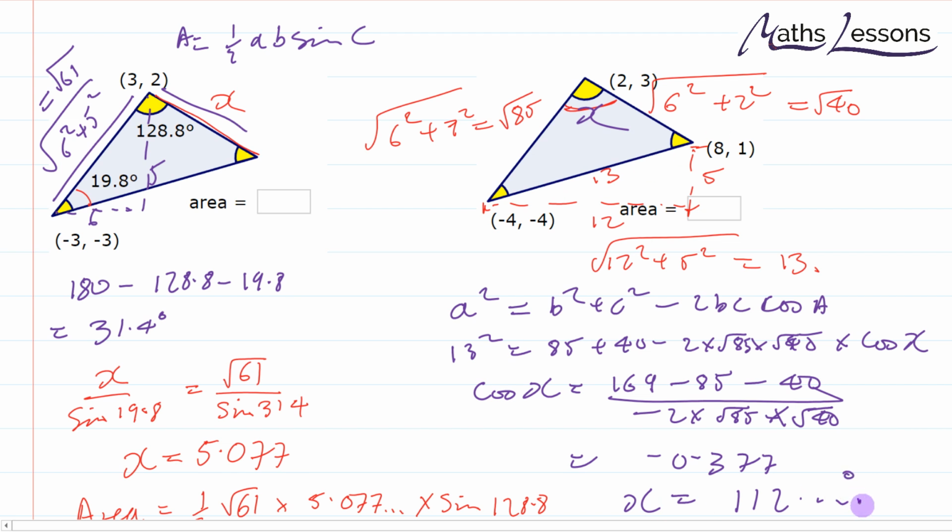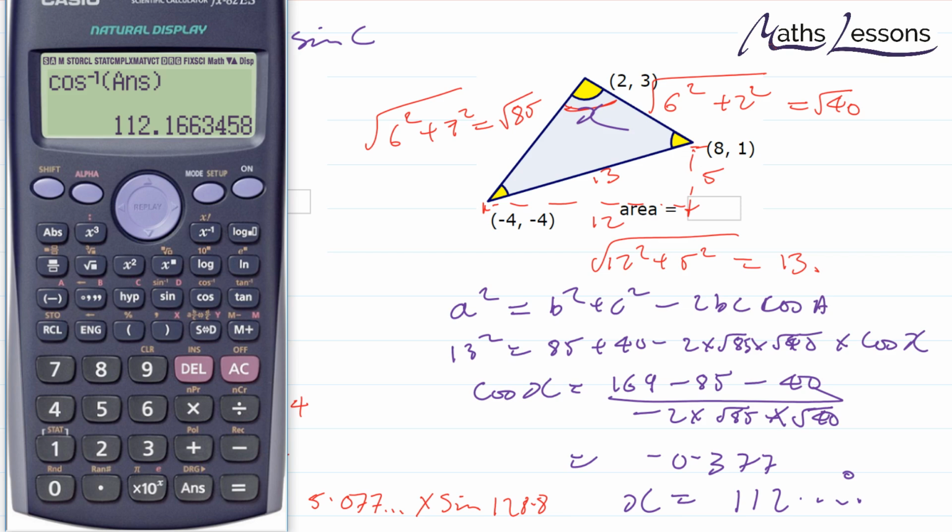Now, good point to just check your answer. Does it make sense? 13, is that the longest side? 85, 40, it is. So therefore it makes sense this angle should be obtuse, bigger than 90. If this is not the longest side, then this won't be bigger than 90. So you can always check whether your answers make sense.